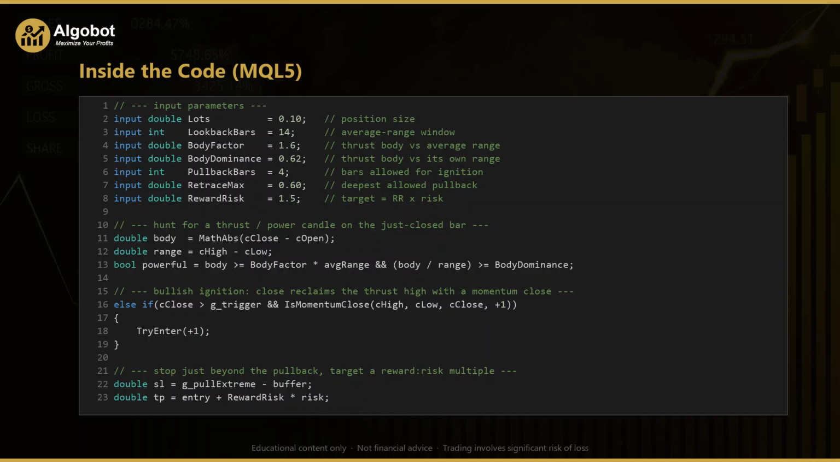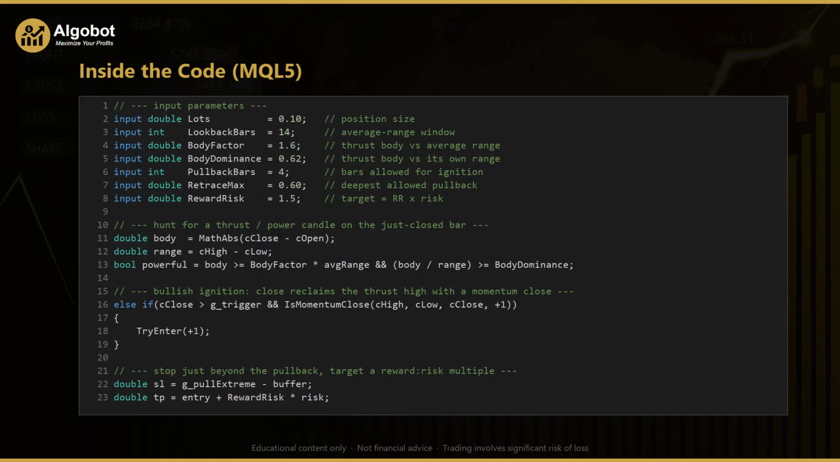BodyDominance controls how solid the candle must be, how much of its own range the body fills. A higher value insists on a cleaner near-marubozu shape. Pullback bars sets how many bars the strategy will wait for ignition before giving up. RetraceMax caps how deep the pullback may go before the setup is voided. And RewardRisk sets the size of the target relative to the risk.